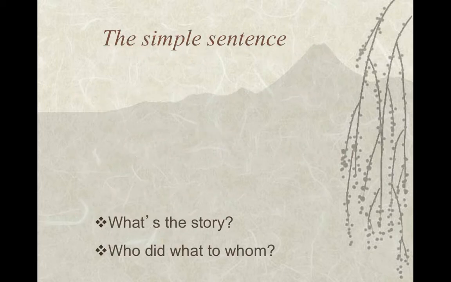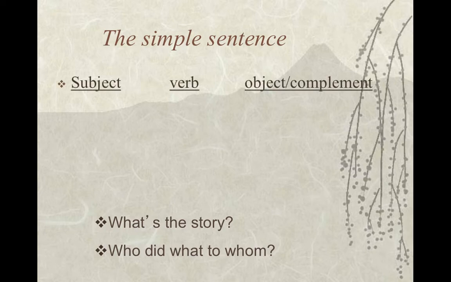The way to do this is to look at the structure of the sentence, starting with the most basic sentence, the simple sentence. By simple sentence, I don't mean short, but rather that the structure is simple. It's who did what to whom. What's the story? Subject, verb, object in English grammar language. Susan kicked Joe, right? Subject, verb, object. Who did what to whom?